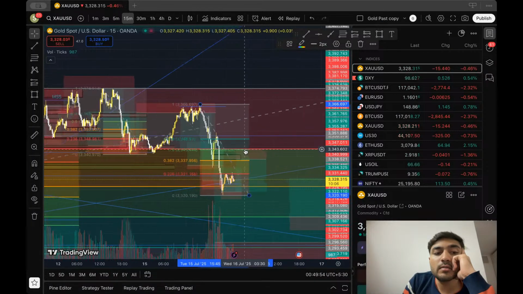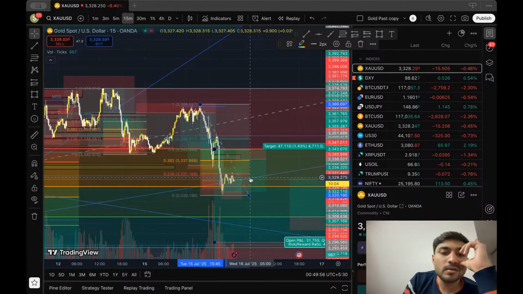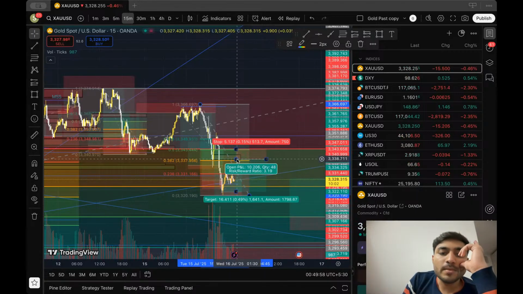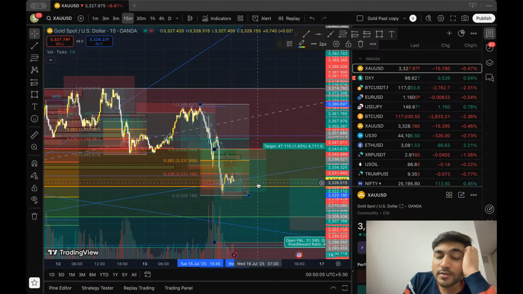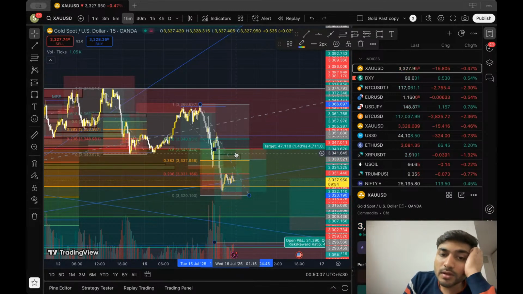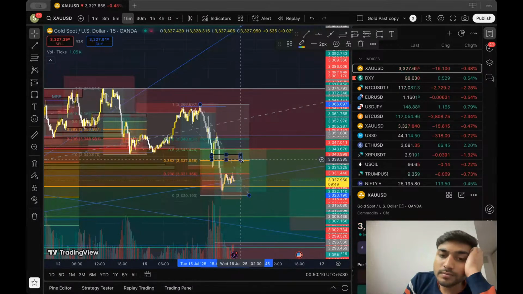43 is a good level. The market structure starting from here. Yeah, it's very tough to say where it will get sold from, because this is a good level. 43 is a good level.